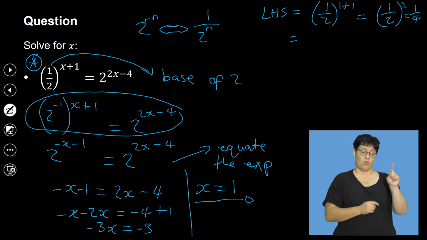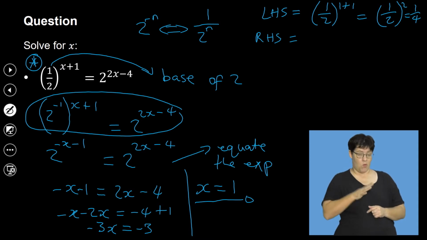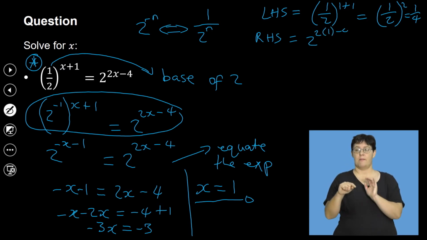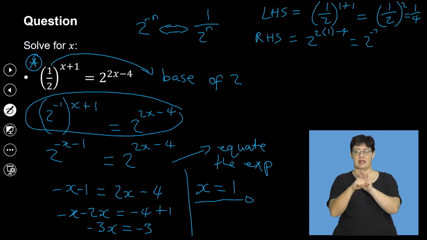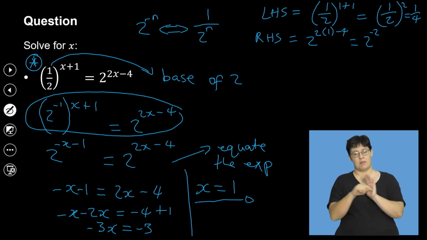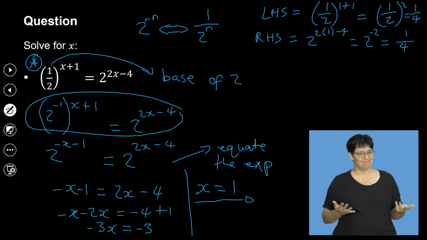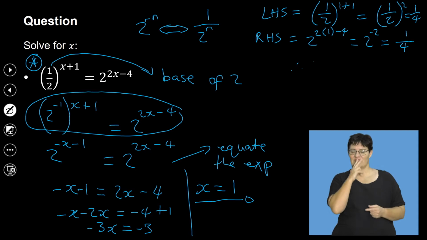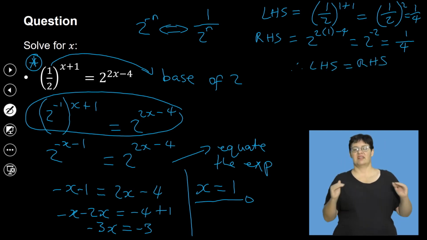That's the left-hand side. Let's look at the right-hand side. It must give us 1 over 4. If it does not, there's something wrong. So this is 2 to the exponent of 2 into 1 minus 4, which is equal to 2 to the exponent of negative 2, because 2 times 1 is 2, minus the 4, it will be minus 2. And this will be equal to 1 over 4. Look at that. Therefore, you can see left-hand side is equal to right-hand side.